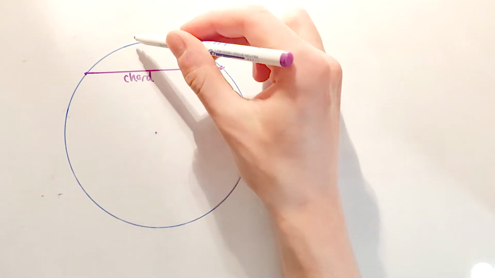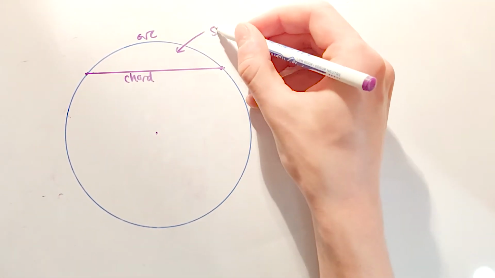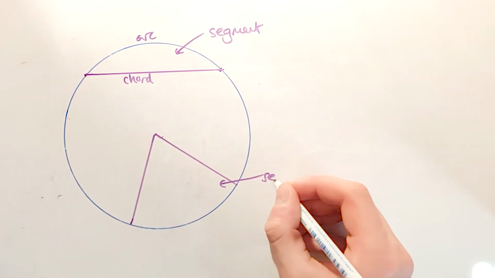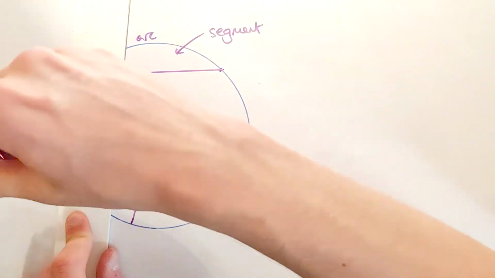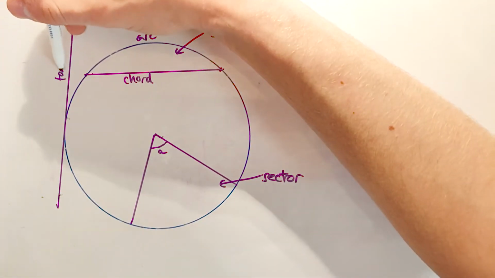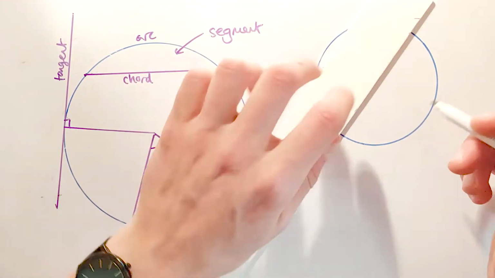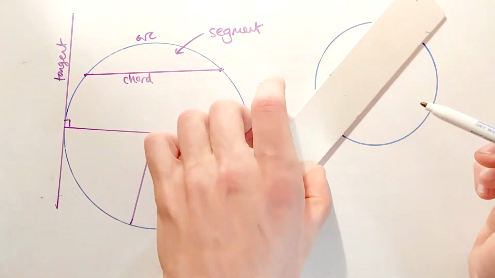A chord is a line formed by 2 points on the circumference, and the segment is the area enclosed by an arc and a chord. Below we have a sector which is created by 2 radii, and we have a tangent here which touches the circle at 1 point. Let's say you have a cake and you cut out a 30-degree slice.